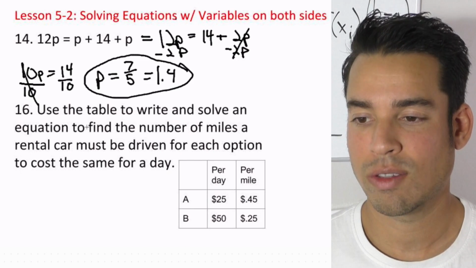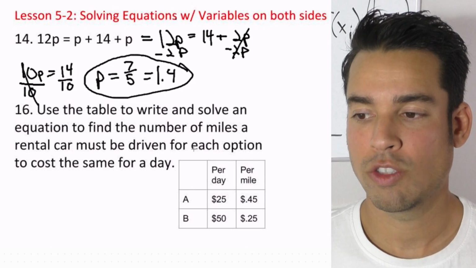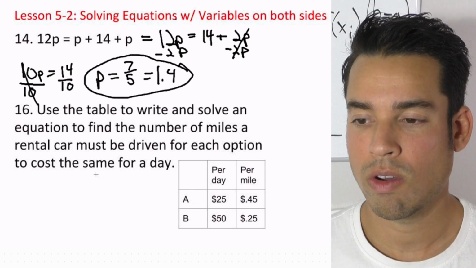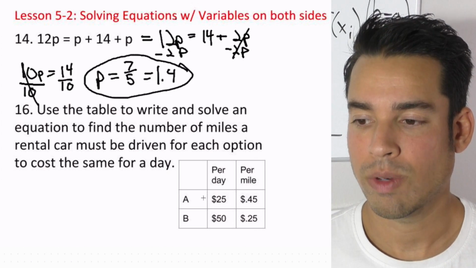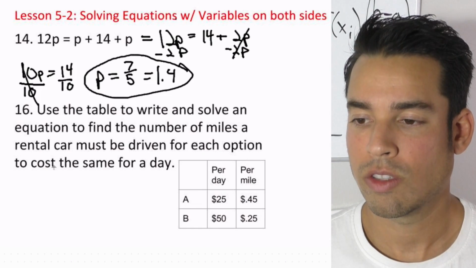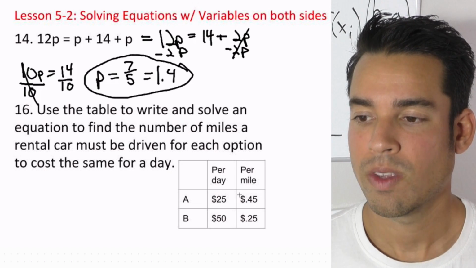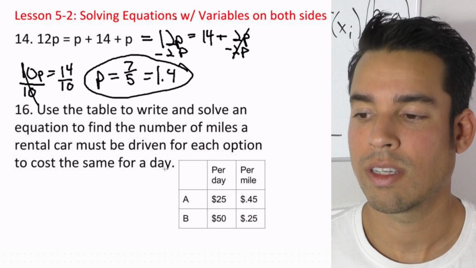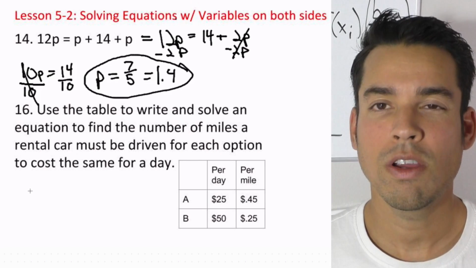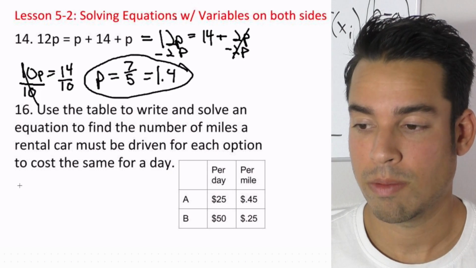Next, let's move on to 16. Use the table to write and solve an equation to find the number of miles a rental car must be driven for each option to cost the same for a day. So check this out. How do we do this? We've got option A and we've got option B. So use the table to write and solve. What is the number of miles a rental car must be driven for each option to cost the same for one day? Our variable is x, it doesn't matter, we can use whatever we want. And we need to set these up to be equal to each other.